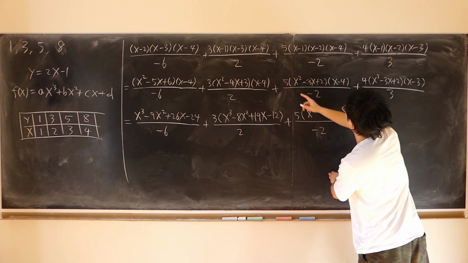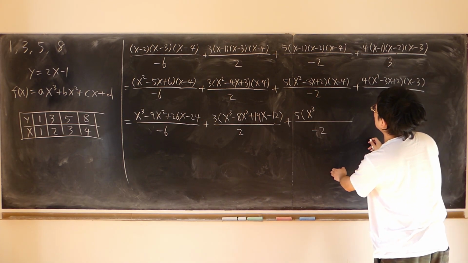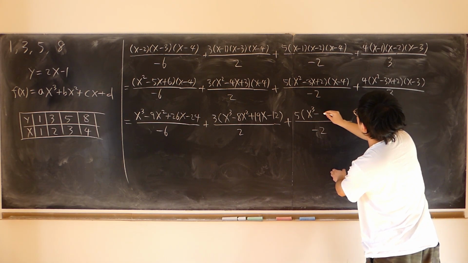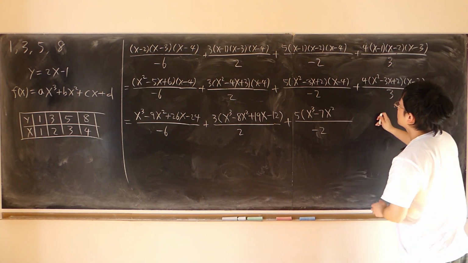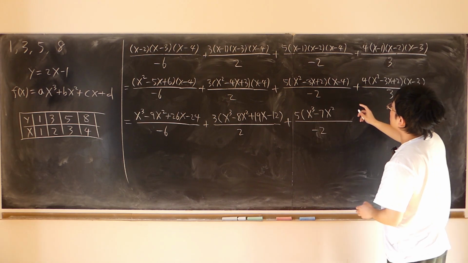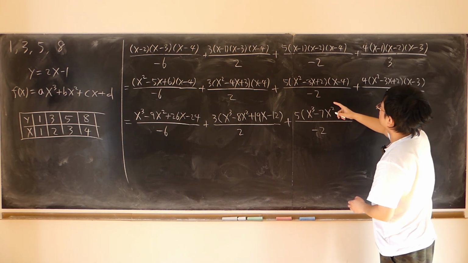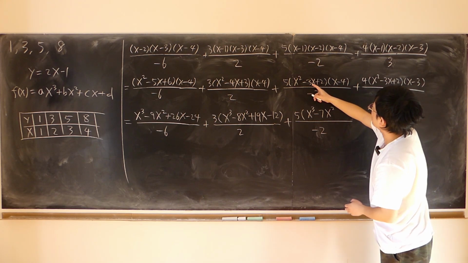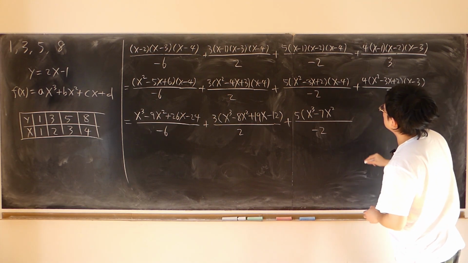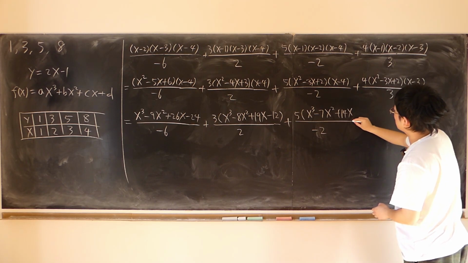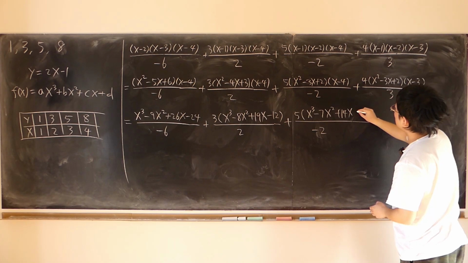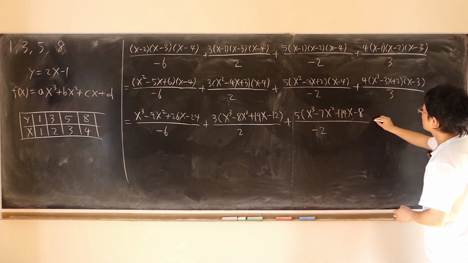This times that, negative 4. So altogether, negative 7 x squared. And x term would be this times that, so 2. This times that, 12. So plus 14 times x. Constant term is negative 8.